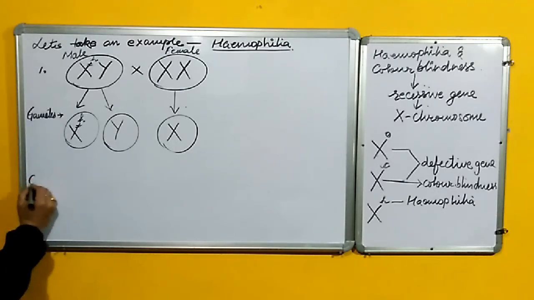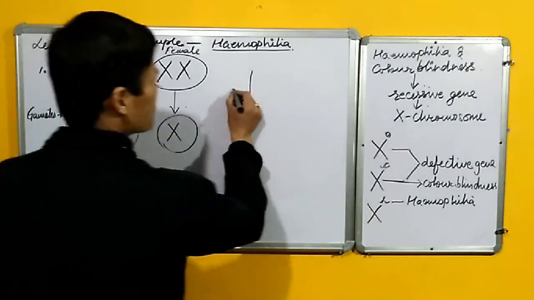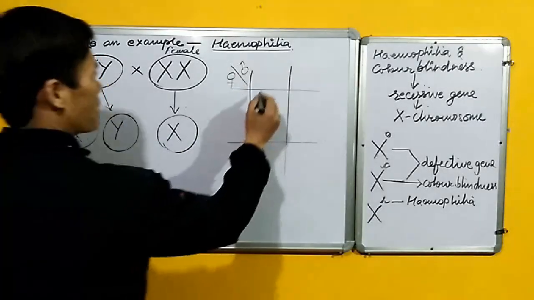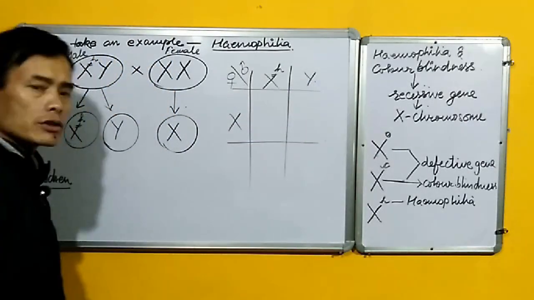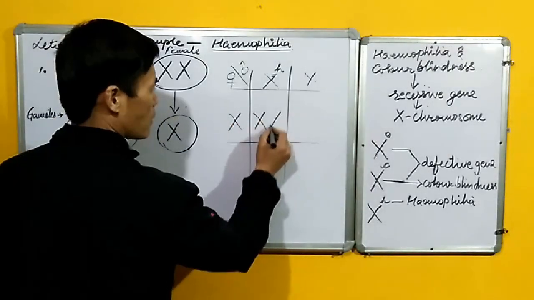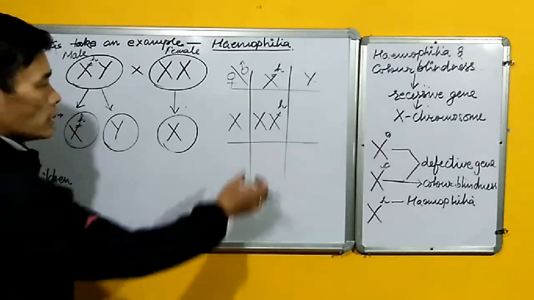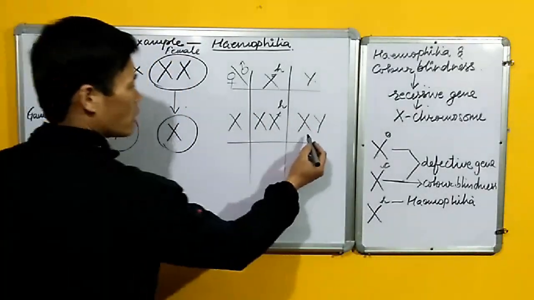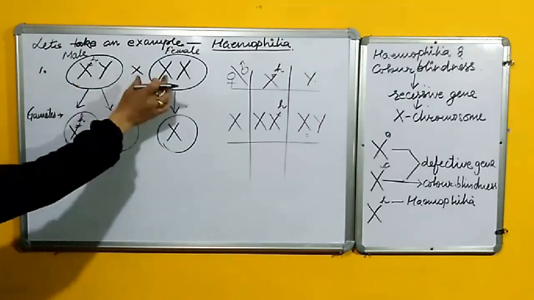So the children are formed by the fusion of the gametes. In this case, once again, we can use the Punnett square. So here we have the male gamete, here we have the female gamete. The male gamete is of this type and the female gamete is of that type. So this will be the type of combination for the children that will be produced by these parents. And this will be another type of combination of the sex chromosome for the children that these two parents are producing.